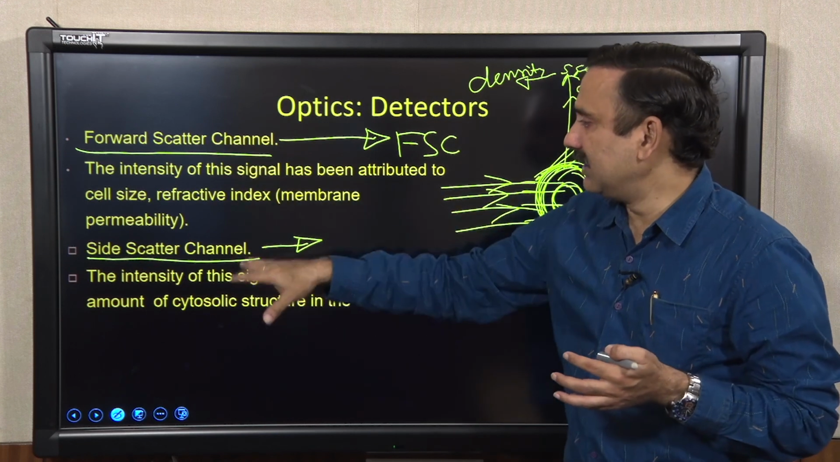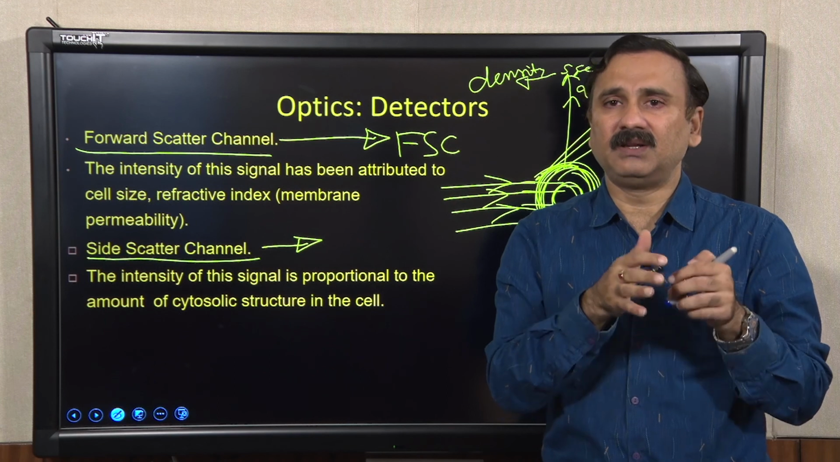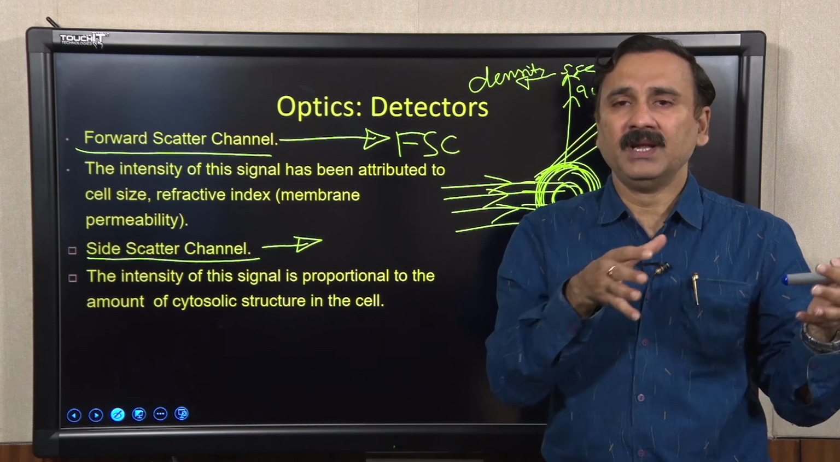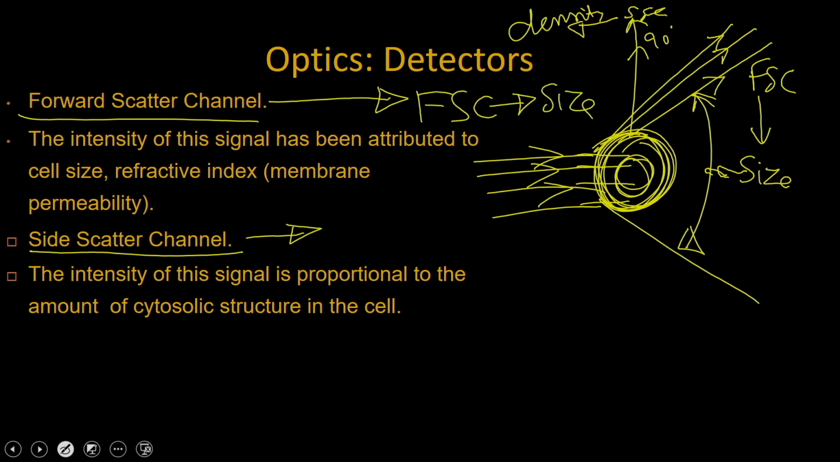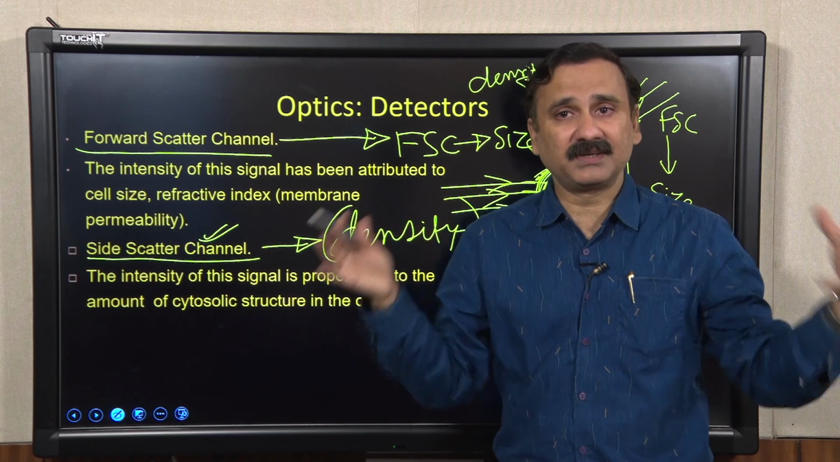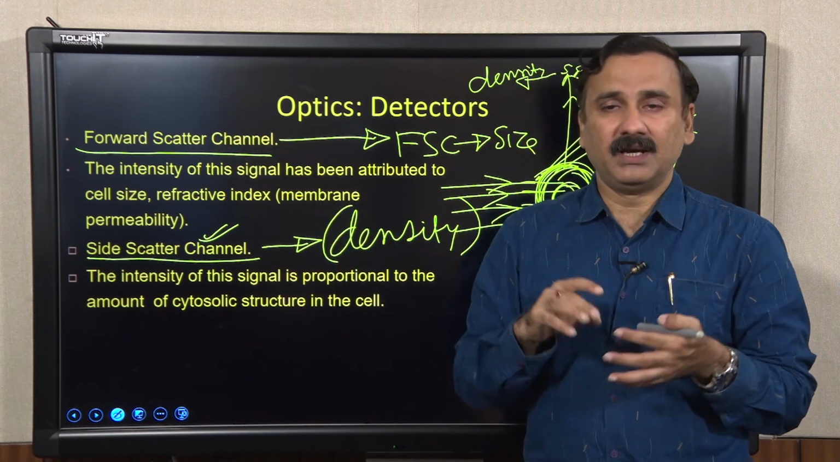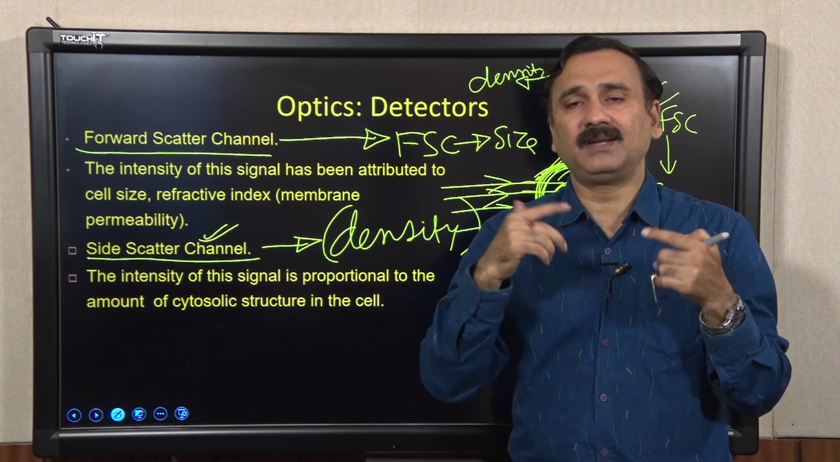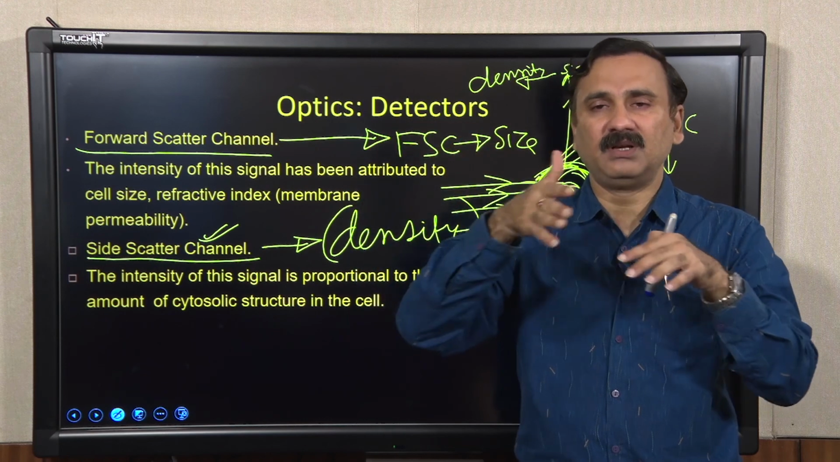So these two channels are used to detect and differentiate different types of cells based on the size as well as the density of the molecule. The forward scattering is for the size and side scattering is for the density, which means if a molecule is denser, it is going to give you more side scattering. If the molecule is of bigger size, it is going to give you more forward scattering. And how can these two properties be used? They can be used even to distinguish different types of cells.